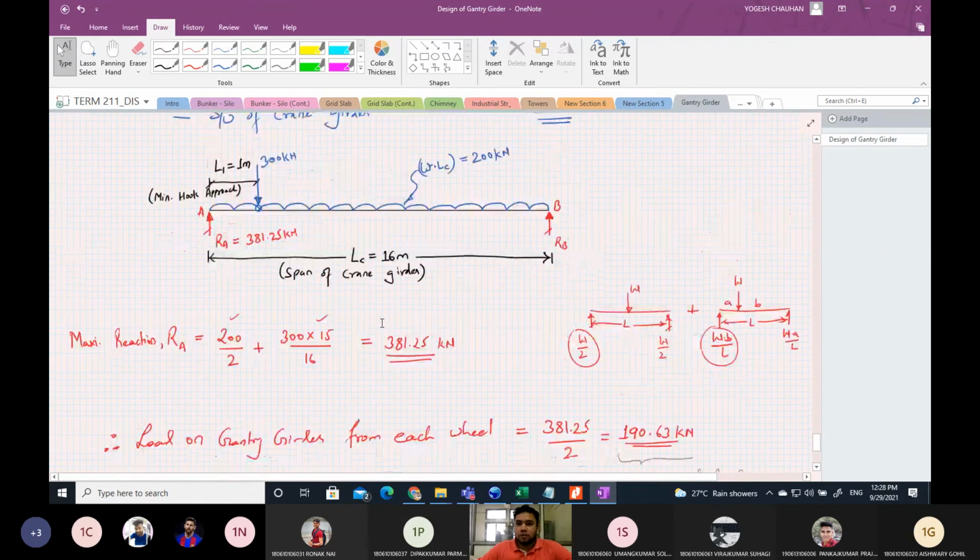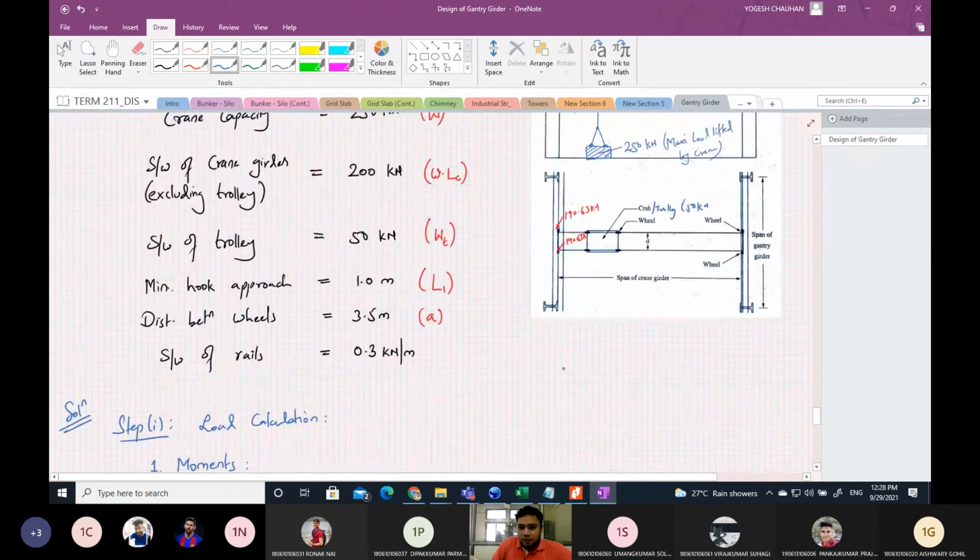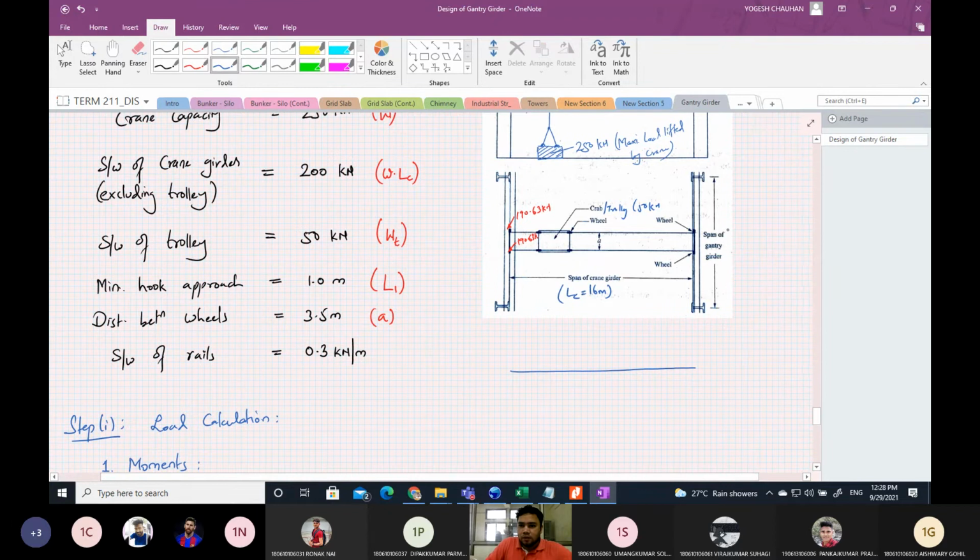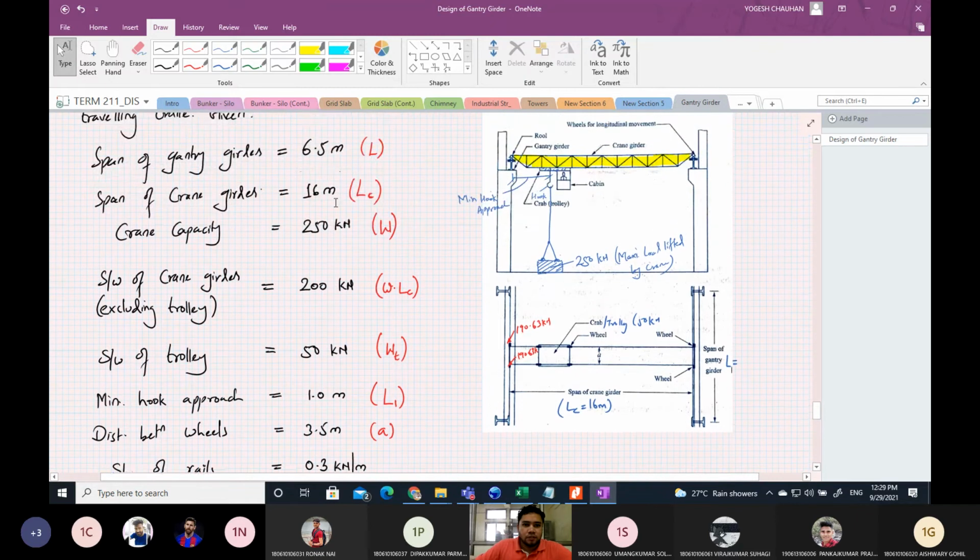So now we have found the reaction. This is the span of the crane girder. This is 16 meter, which is LC, and this is the span of the gantry girder, which is L, and that is given as 6.5 meter. So this distance is 6.5 meter. Okay. So now we have this reaction.